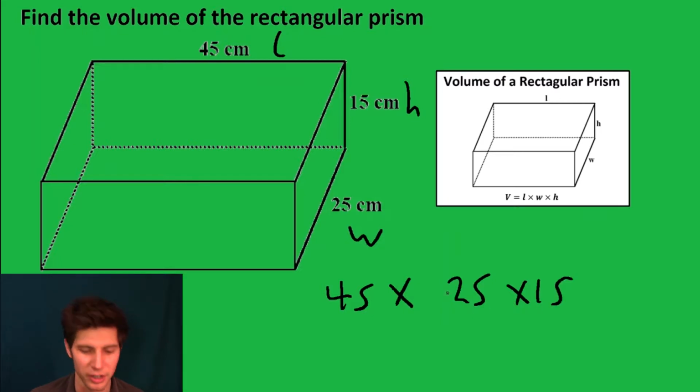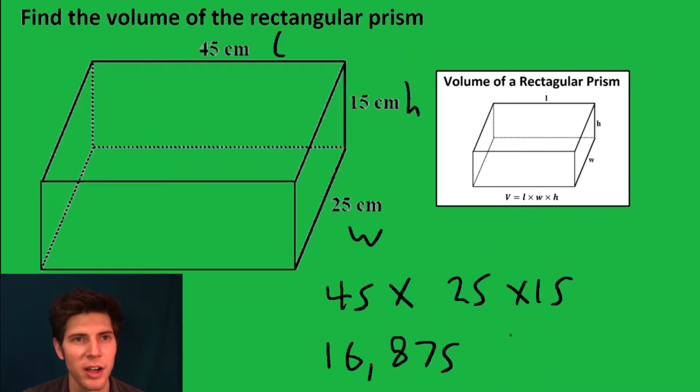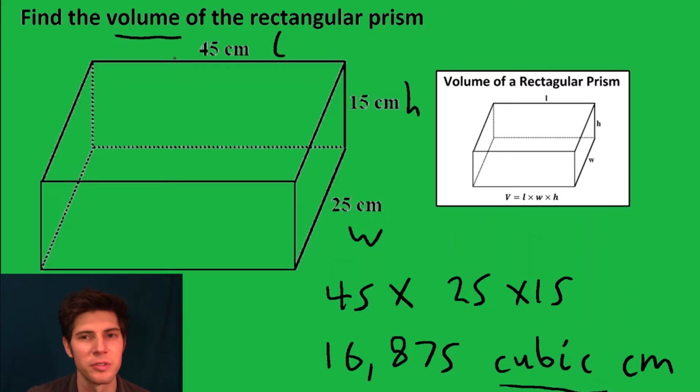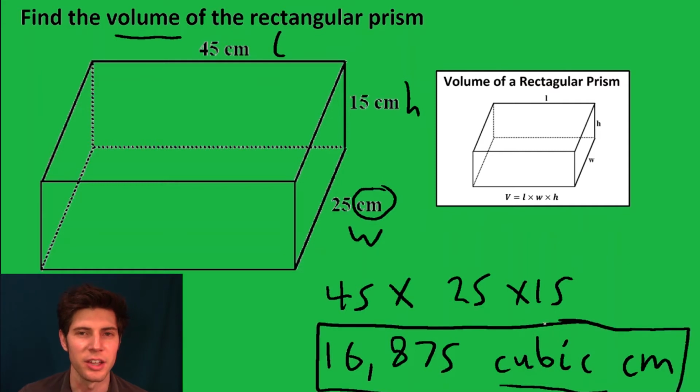So I'm just going to use a calculator. I get 16,875, and this is going to be cubic centimeters. The reason it's cubic is because it's volume, and volume is measured in cubic units, and centimeters because that's the measurement they gave to us in. And that's the answer to the question.